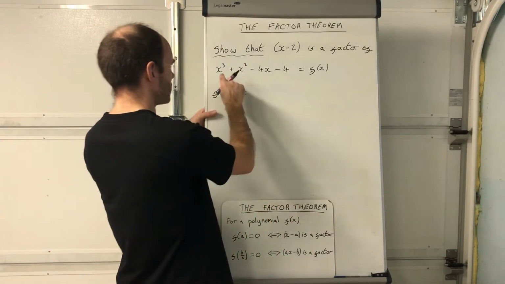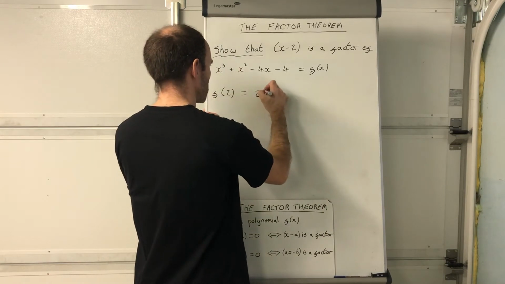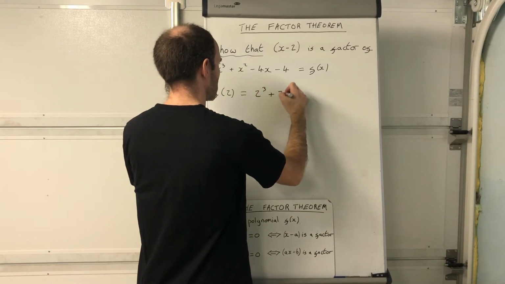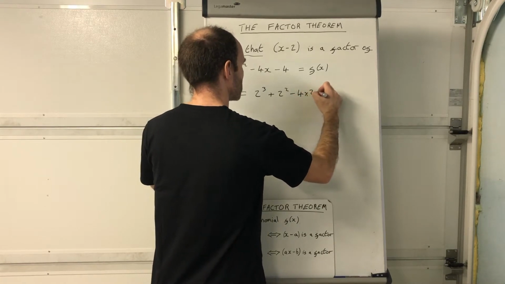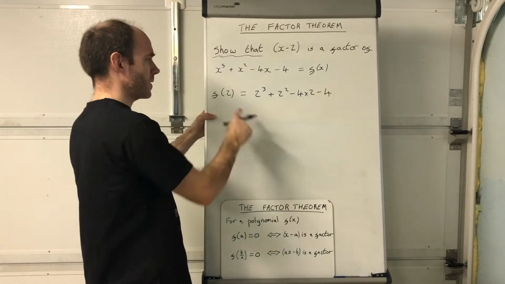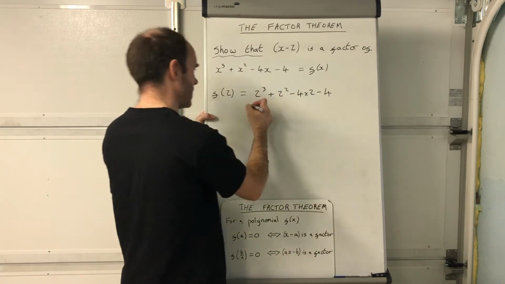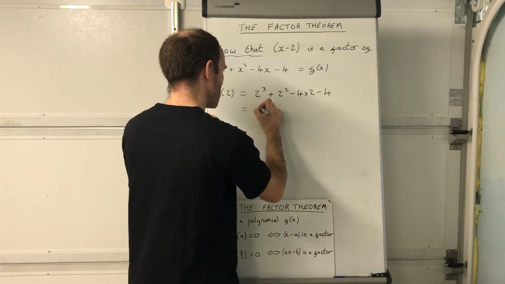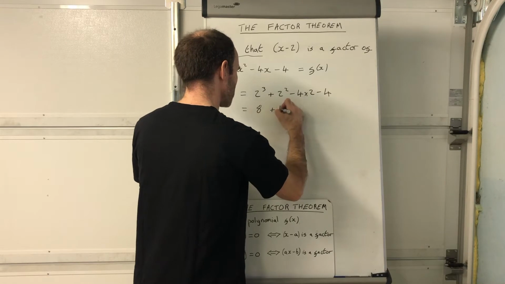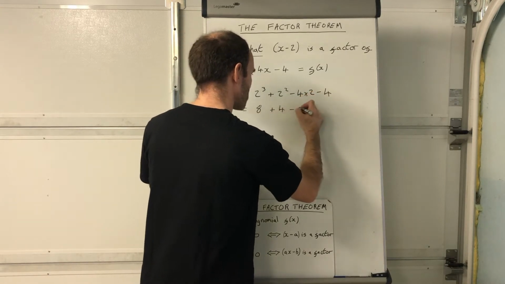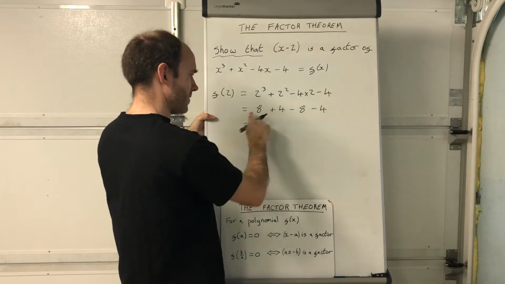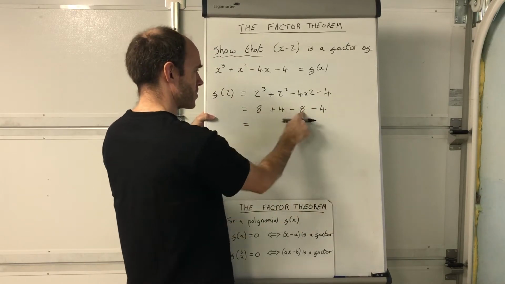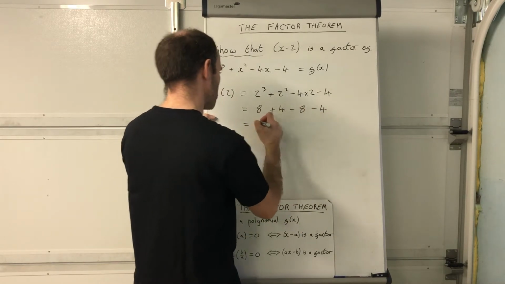So you write it out as 2 cubed plus 2 squared, subtract 4 multiplied by 2, subtract 4. In other words, you literally substitute x equals 2 into all of that and write down what you get. So 2 cubed is 8, 2 squared is 4, and then subtract 4 times 2, subtract 8, and then subtract 4. And then you can write down that equals 0, because it is, isn't it? 8 subtract 8, and 4 subtract 4 equals 0.